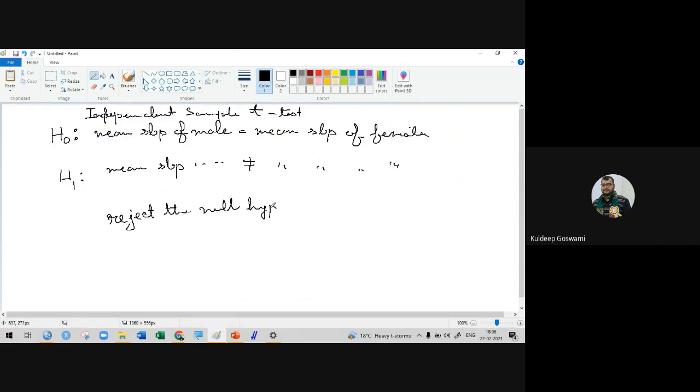Why? Because our p-value is less than 0.05, approximately equal to 0, which is less than 0.05, right? So we are rejecting the null hypothesis. Rejecting the null hypothesis means we are accepting the alternative hypothesis. Means mean systolic blood pressure of male is not equal to mean systolic blood pressure of female.